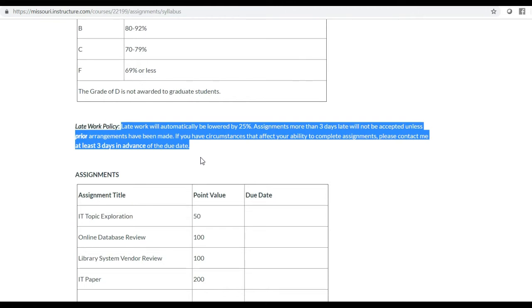But if something is interrupting your life and you need an extension, please let me know by email. And it doesn't have to be something as serious as your parents dying or your grandparents dying or you having surgery. Of course, those are the big things that I'll probably almost always grant an extension on.